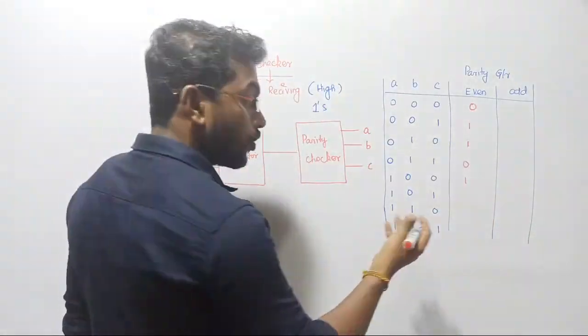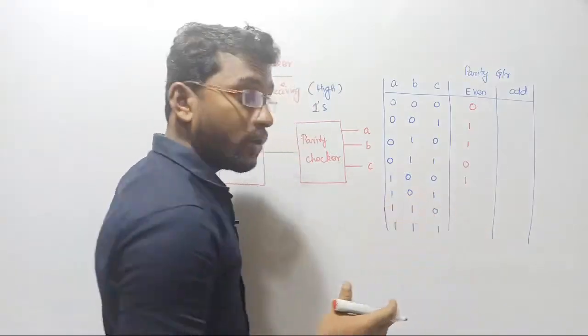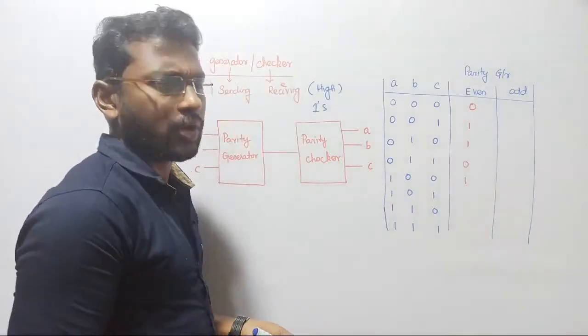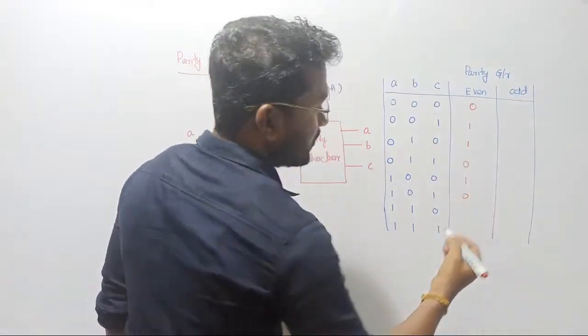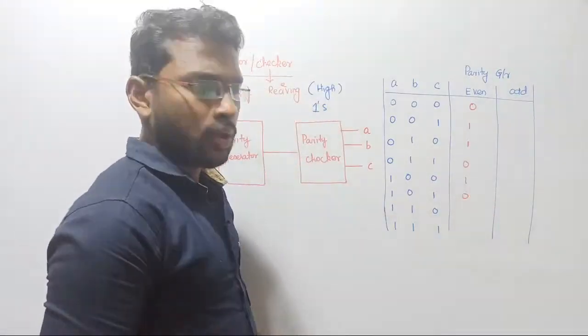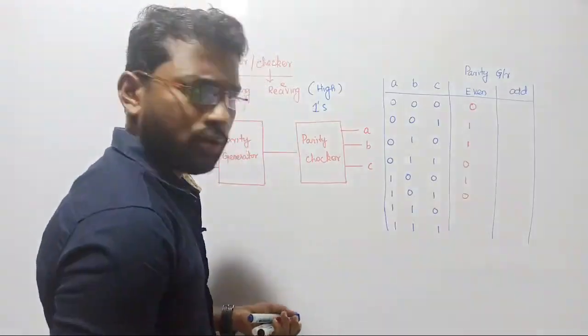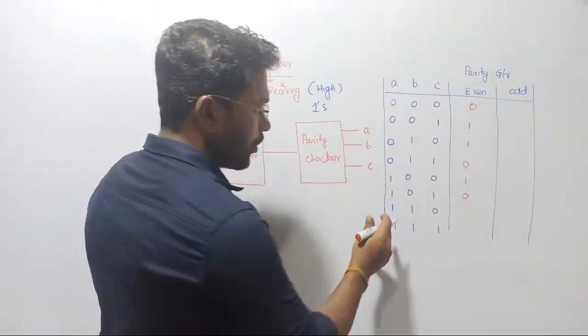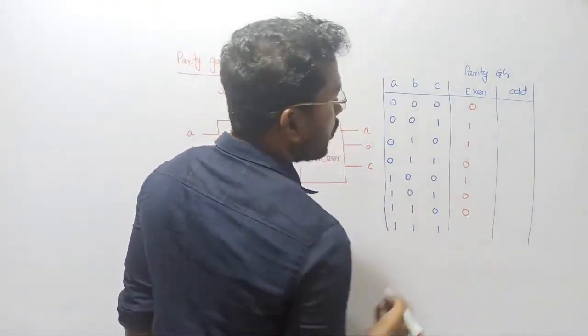Things are very clear. There are no big things to understand. 1, 0, 1. How many ones are there? 2. Do you want to add any one? No. What we have to consider? Just add 0. Enough. 1, 1, 0. Do I need to add any bits? No. Why? Even number of ones are available. 1, 1. There are 2 ones. So you don't need to add any bits.